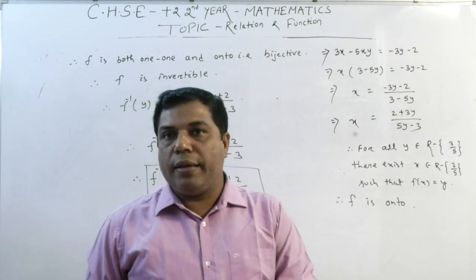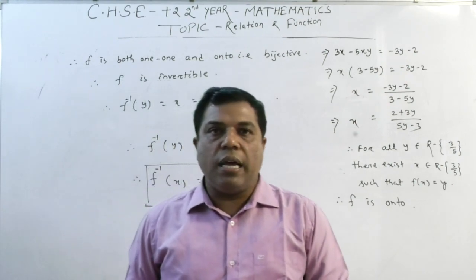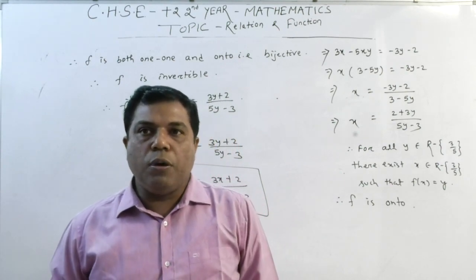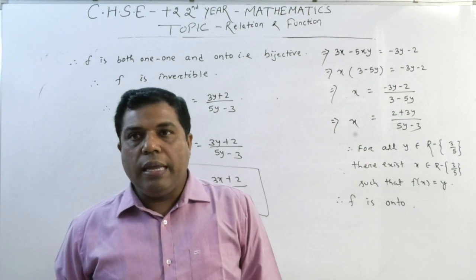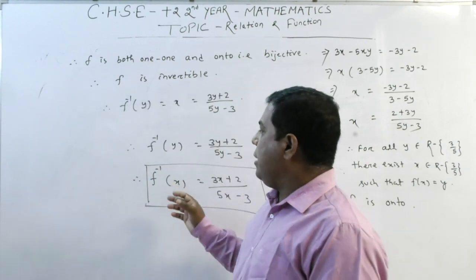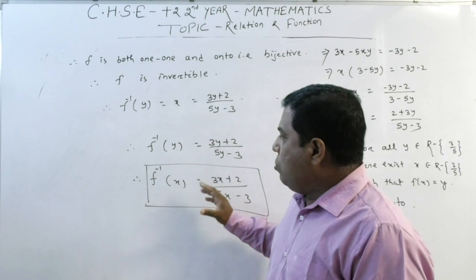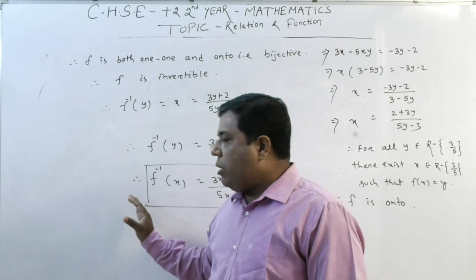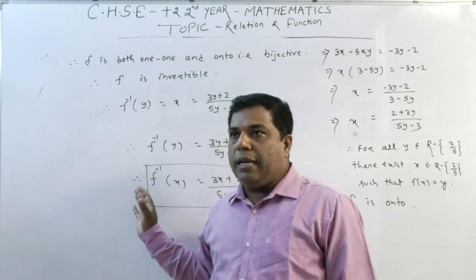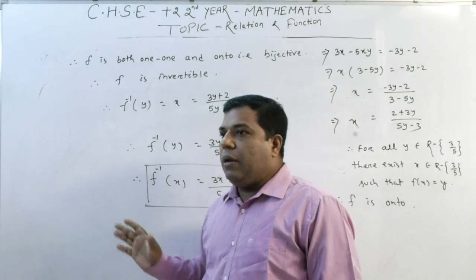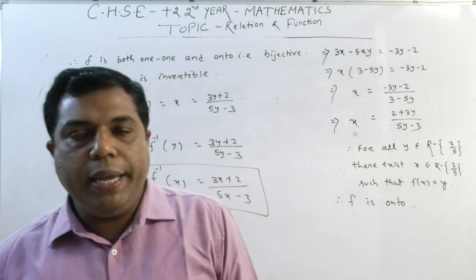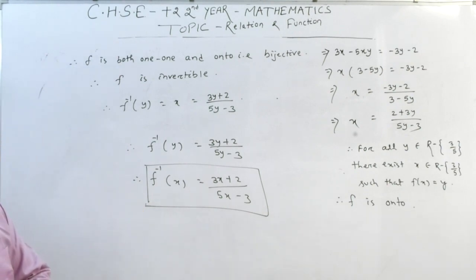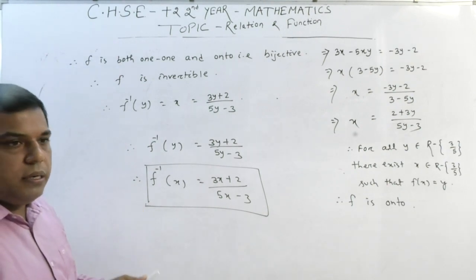This type of examples, this type of questions are in your books also. You can go through them and check whether the functions are invertible or not. You should go for the verification of whether the functions are bijective or not. If the original functions are bijective, then only the inverse can be found. So it is an important question. So go through it.